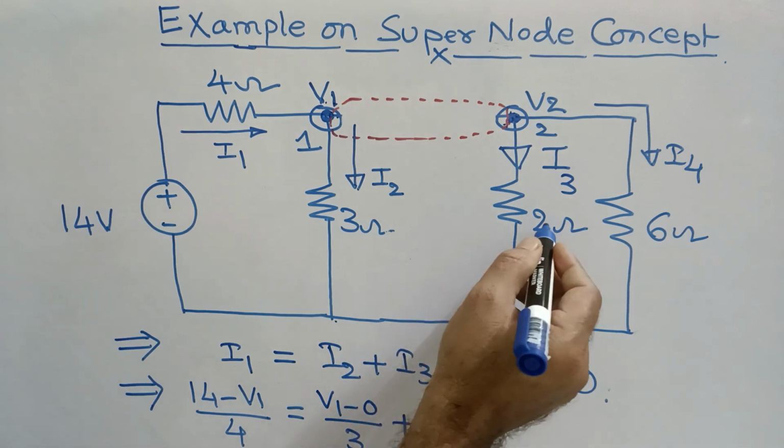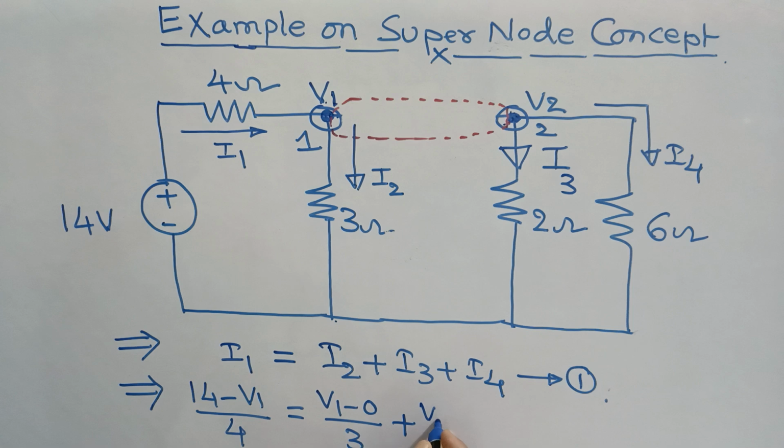Similarly, what is I3? I3 is nothing but V2 minus 0 by 2. And what is I4?